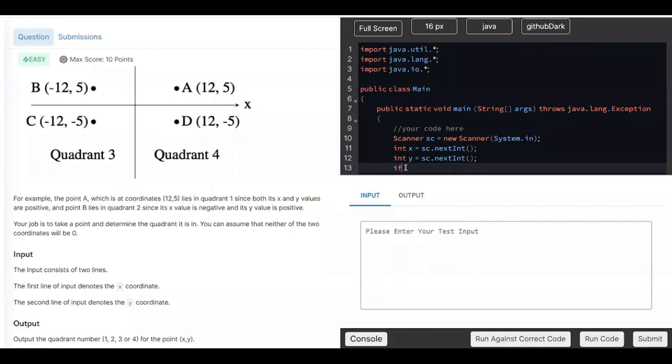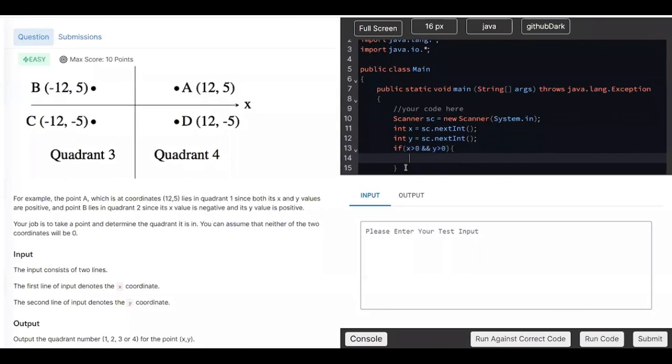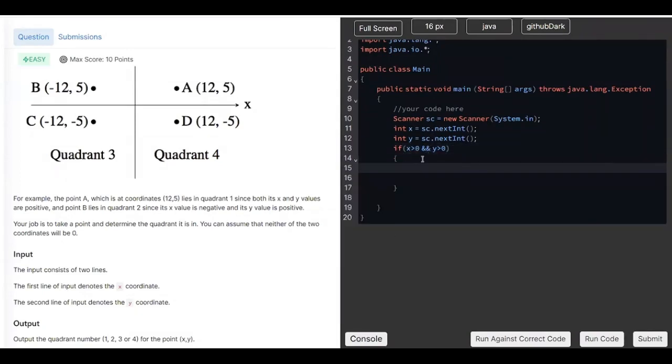So can I write it like this? If x is greater than 0, that means the x coordinate is positive, and y greater than 0. So if both these conditions hold true, then only this entire condition of the if statement becomes true, right? Because you are combining these two conditions with a logical AND. So when will I enter inside the if block? If both x is greater than 0 and y is greater than 0.